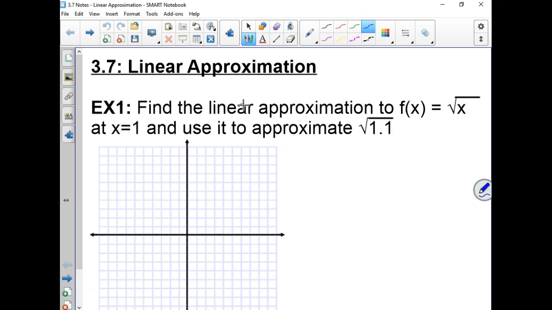It's actually called differentials in your textbook, and it goes into a lot of error stuff, which is a little more applicable, but we don't have to do it for this class, so we're not going to go into some of the detail that the book goes into, but we are going to do the linear approximation part. So we're going to find the linear approximation to f of x equals the square root of x at x equals 1 and use it to approximate 1.1. So this is what we're going to do.